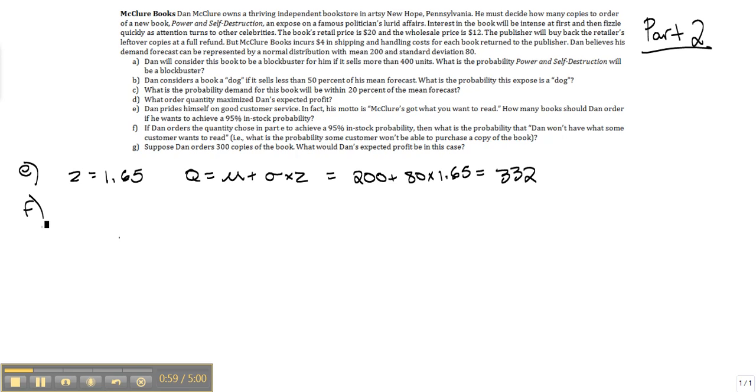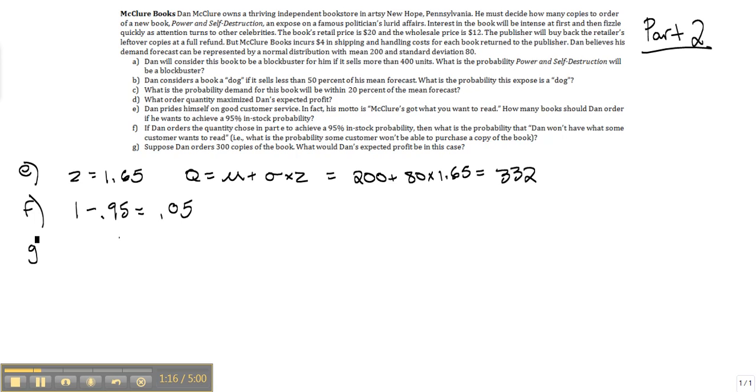Then, moving on to part F, if we know that the in-stock probability is 95%, then the stock-out probability, which in this case is what we're looking for, is really just 1 minus that 95%, or equal to 5%.